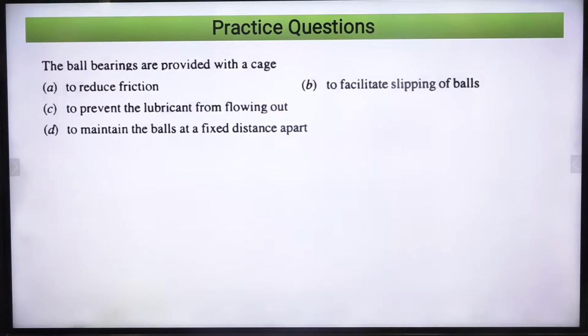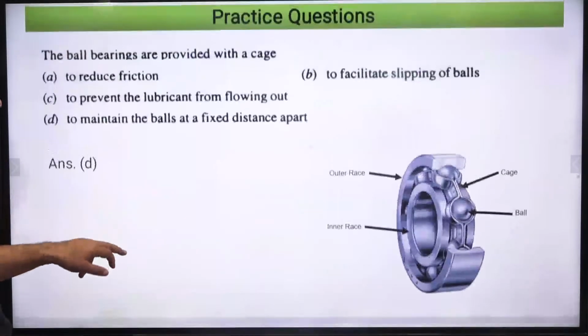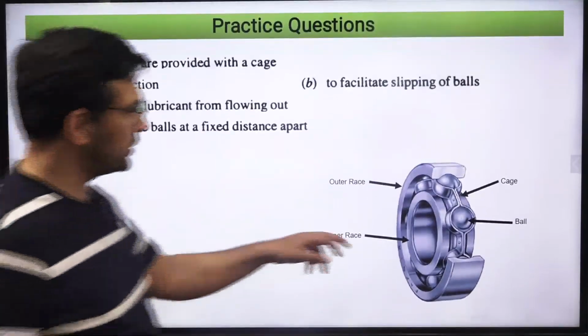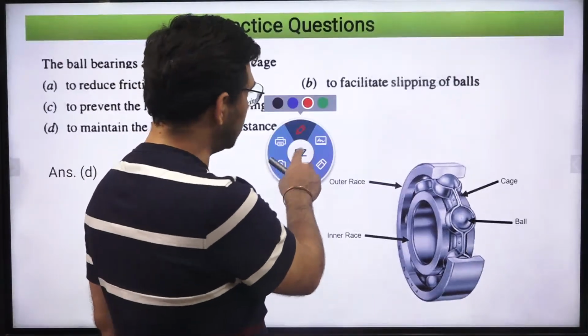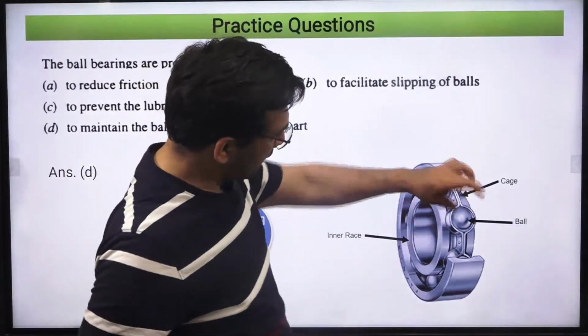Okay, give me the answer, even though I have explained it somewhere. Ball bearings are provided with a cage. Cage means retainer. What is the purpose of providing the cage? To reduce friction, to facilitate slipping of balls, to prevent the lubricant from flowing out, or to maintain the balls at a fixed distance apart? The purpose of providing this cage is that those balls should not come together, right? The cage will keep them in a fixed position.